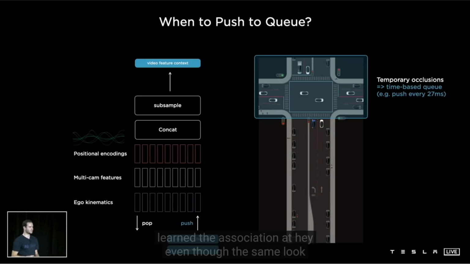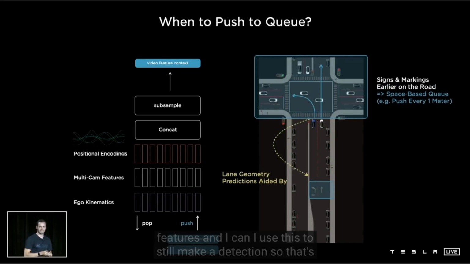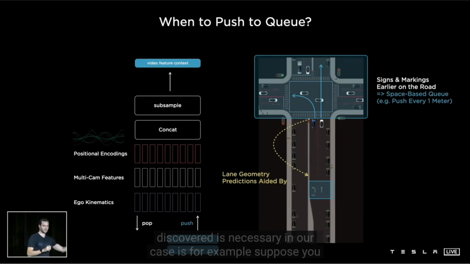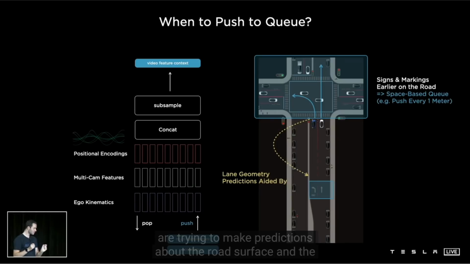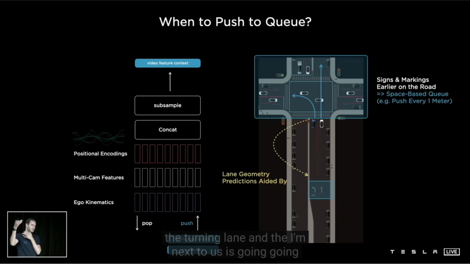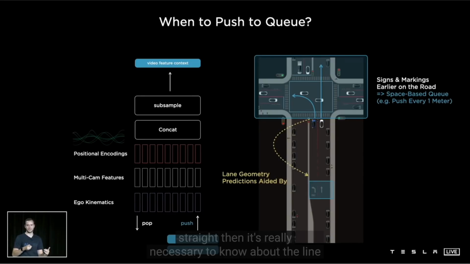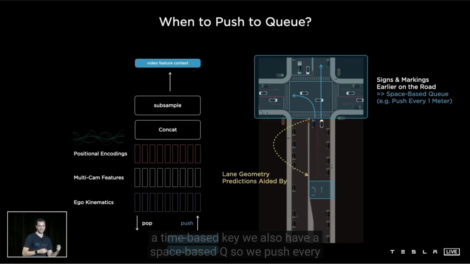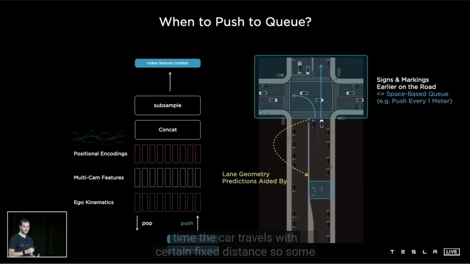So that's kind of like the more obvious one, but the one that we also discovered is necessary in our case is, for example, suppose you're trying to make predictions about the road surface and the road geometry ahead, and you're trying to predict that I'm in a turning lane, and the lane next to us is going straight. Then it's really necessary to know about the line markings and the signs, and sometimes they occur a long time ago. And so if you only have a time-based queue, you may forget the features while you're waiting at your red light. So in addition to a time-based queue, we also have a space-based queue. So we push every time the car travels a certain fixed distance. So some of these details actually can matter quite a bit. And so in this case, we have a time-based queue and a space-based queue to cache our features, and that continues into the video module.